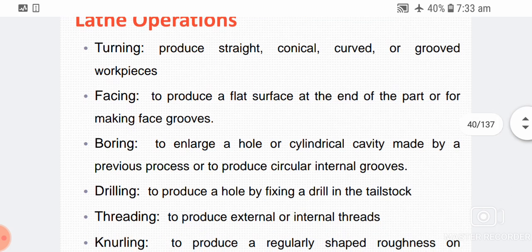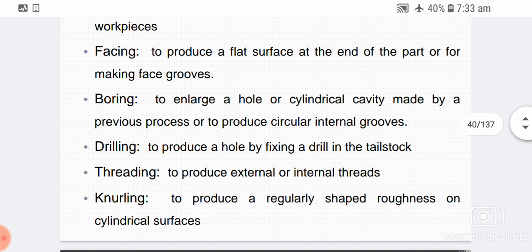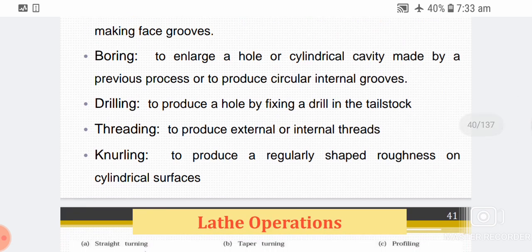internal groove. Boring. Drilling, to produce a hole by fixing a drill in the tailstock. Threading, to produce an external or internal thread. Another one, knurling, to produce a regularly shaped roughness on a cylindrical surface.